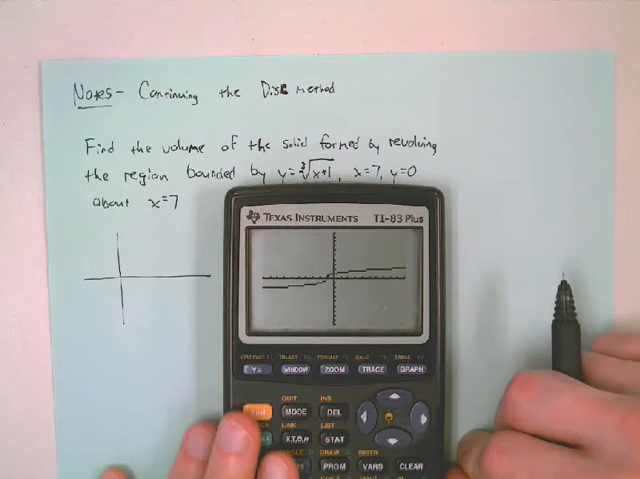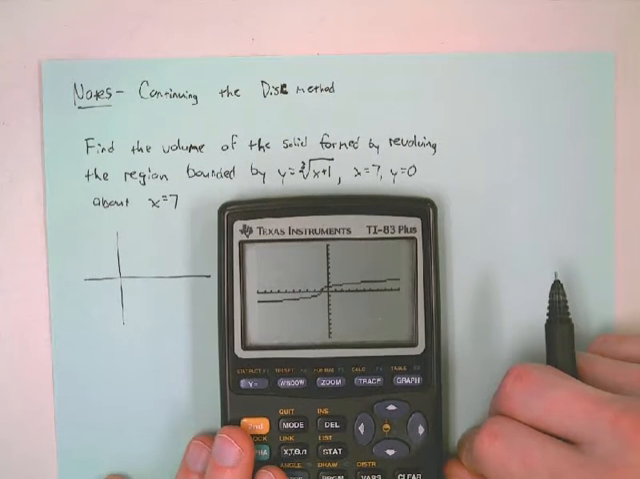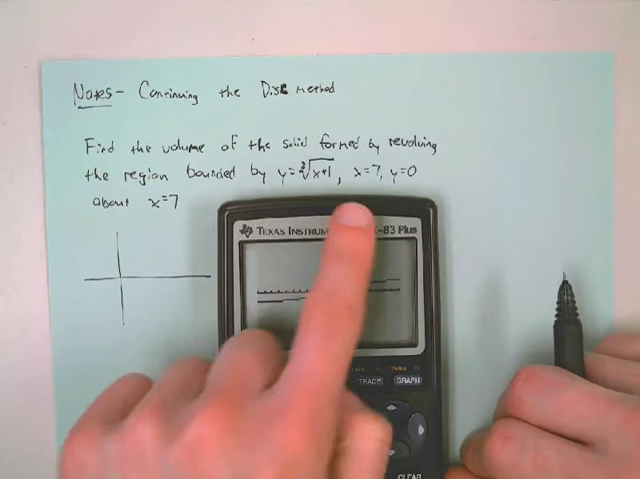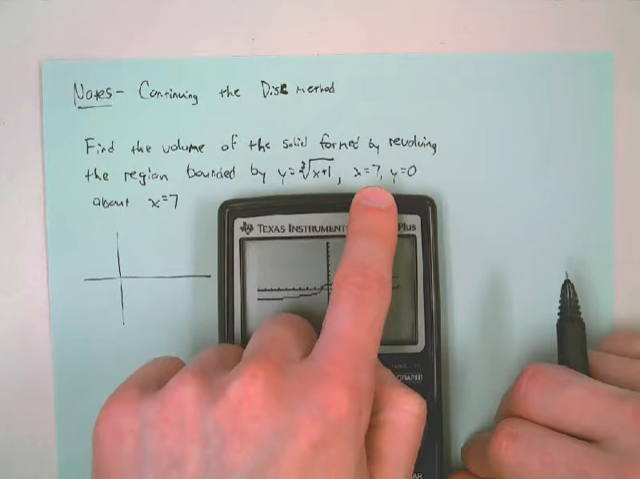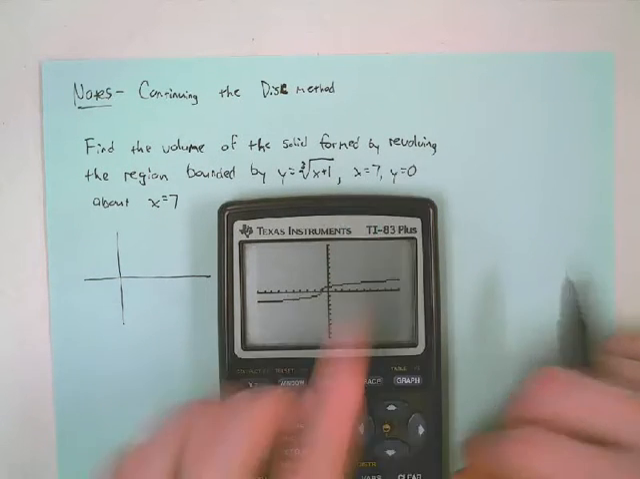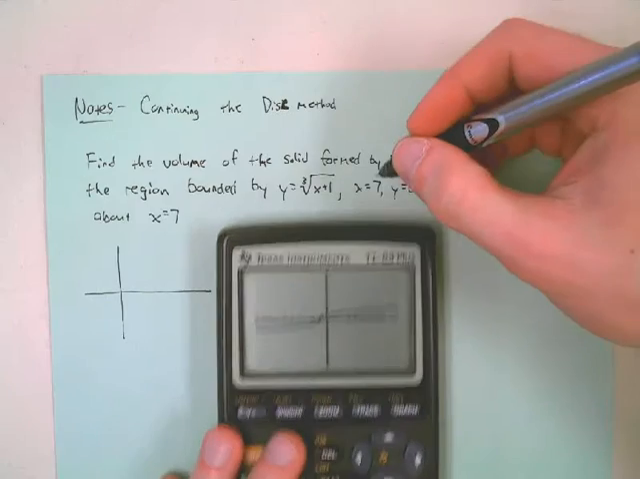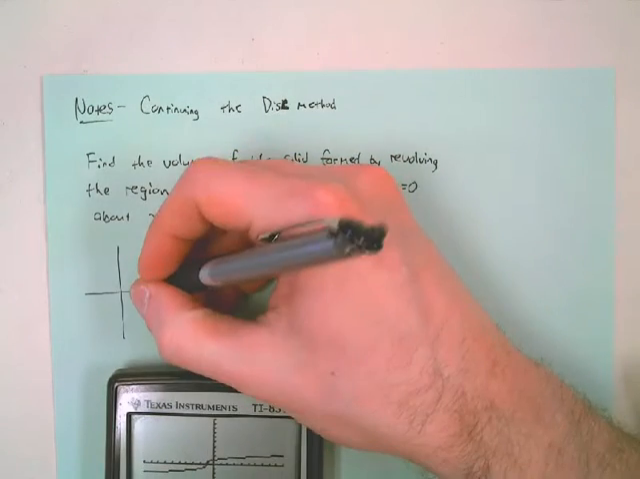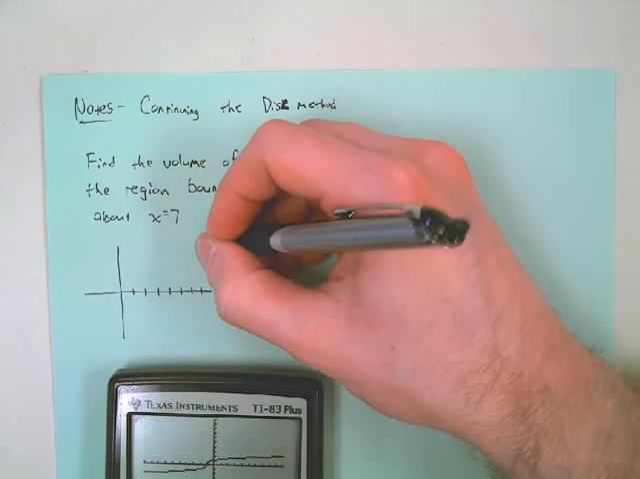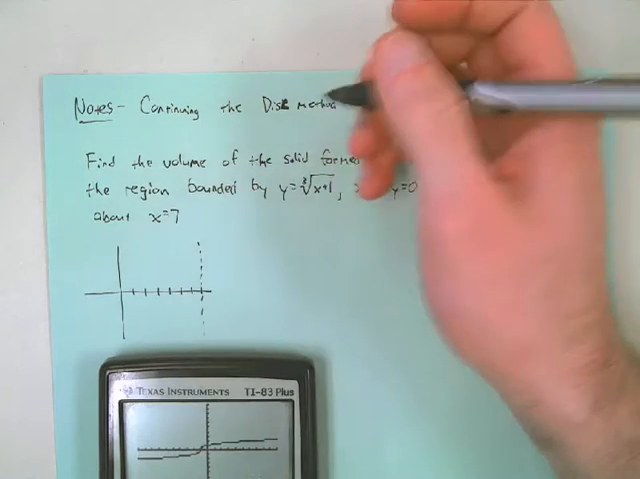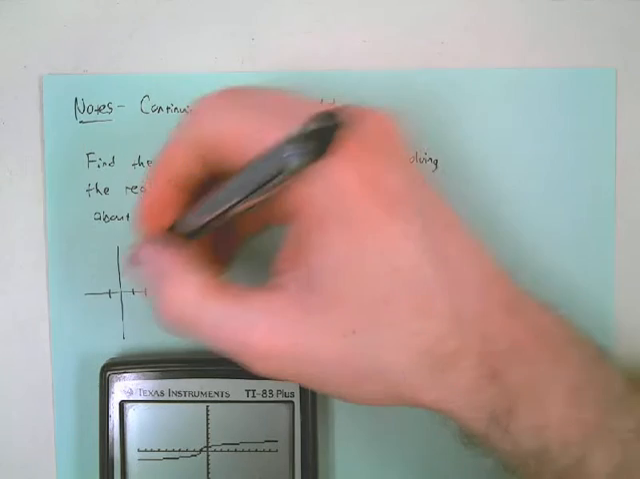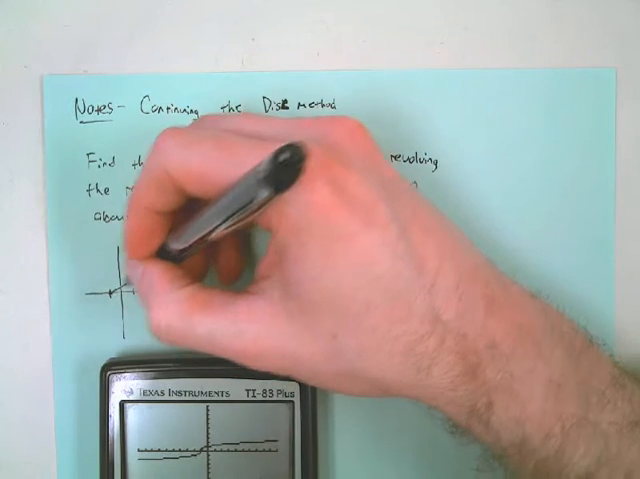Okay, so there's our curve, the cube root of x plus 1, and we're looking for the region that is bounded by the y-axis, the x-axis, right? The line y equals 0 is the x-axis. The vertical line x equals 7. So I'm just going to imagine 1, 2, 3, 4, 5, 6, 7. Okay, so this line is going to be our boundary, and we have the cube root of x plus 1, so it's going to look something like that.